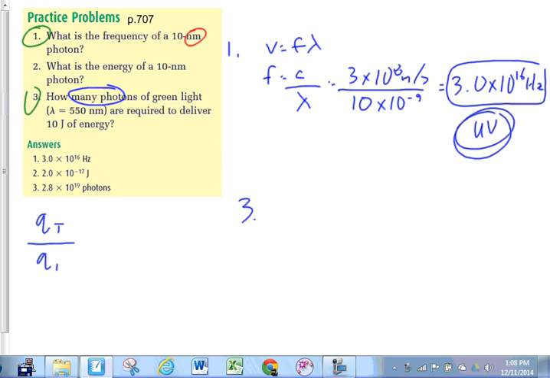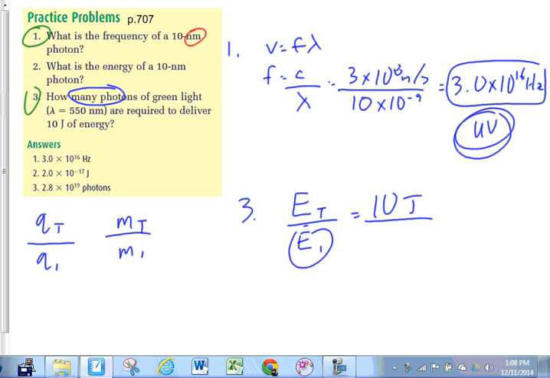You guys did that a bunch of times in Unit 2. If I was trying to find the number of oranges in a bag, I would take the total mass of the bag and divide it by the mass of 1 orange. If I'm trying to find the number of photons, then I'm going to take the total energy and divide it by the energy of 1 photon. Now, the total energy here is 10 joules. The energy for 1 photon is, we don't know, but we can find it, hc over lambda.